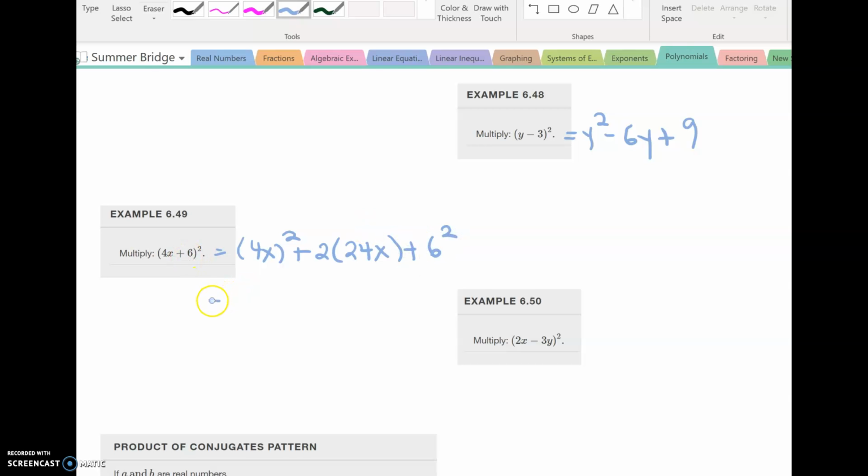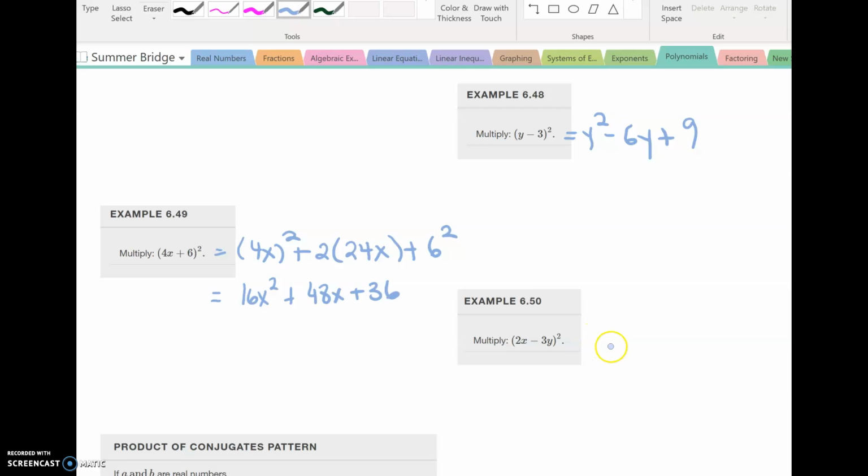And I'm just showing you here exactly what I'm doing instead of doing it verbally. So now keep in mind, I'm raising the x to the power of 2 and I'm raising the 4 to the power of 2. So 4 squared is 16 and x squared is x squared, plus 48x plus 36. And that would be the answer for that example.